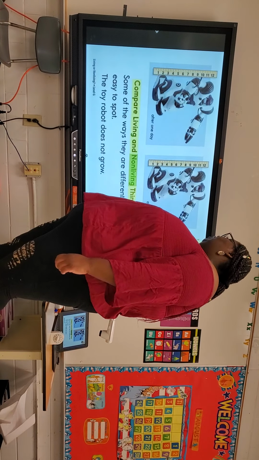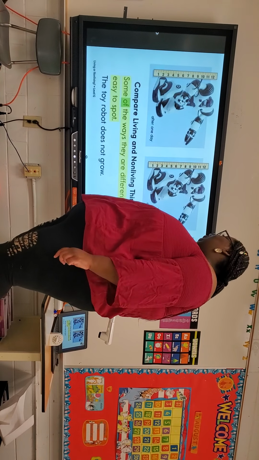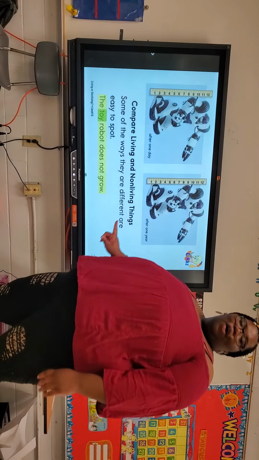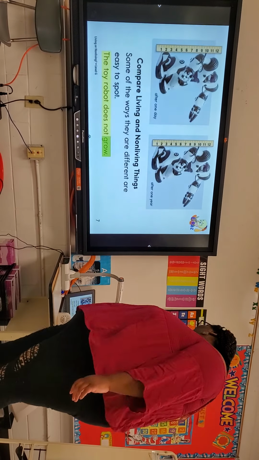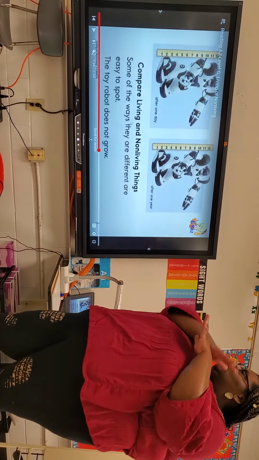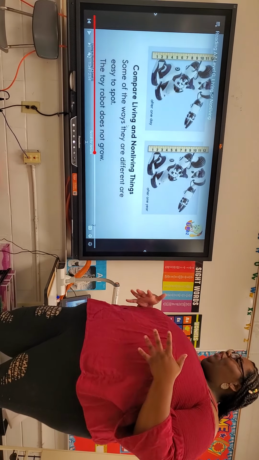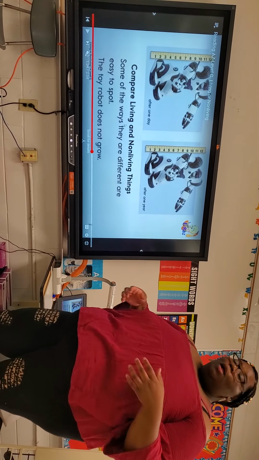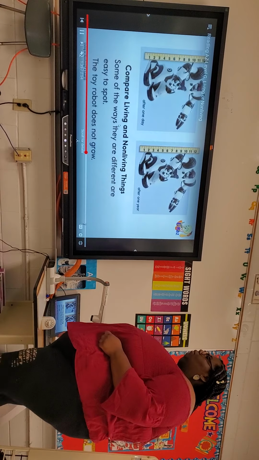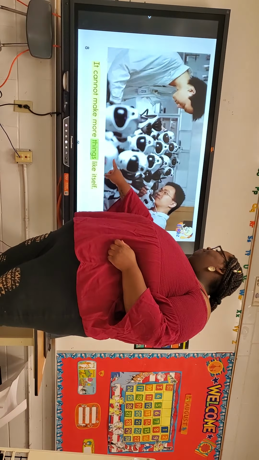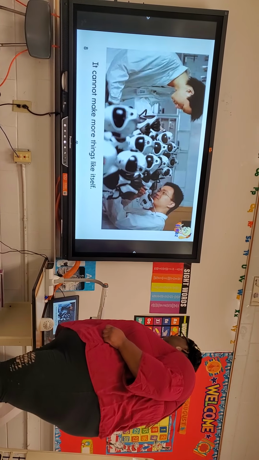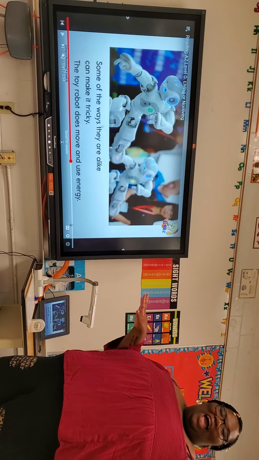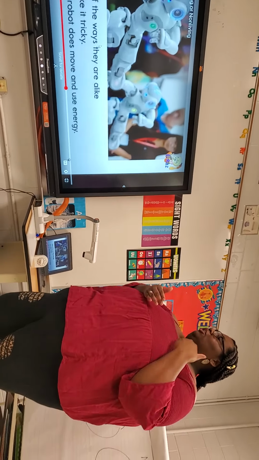Compare living and non-living things. Some of the ways they are different are easy to spot. The toy robot does not grow. The toy robot does not need anything to survive. It's just there. A living thing needs things to survive. It has to have things to keep it going, okay? And it cannot make more things like itself. Non-living things cannot reproduce. That's it. There's no more like it. Non-living things do not need things to survive.